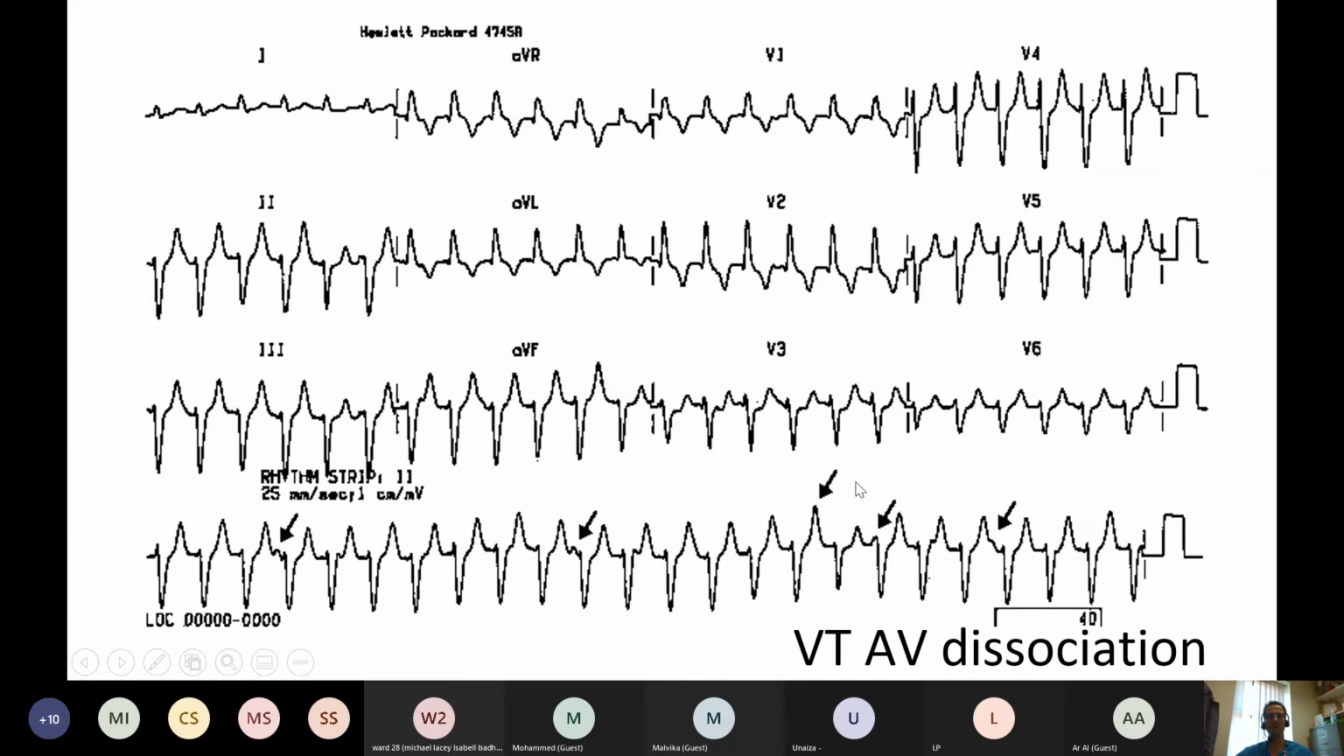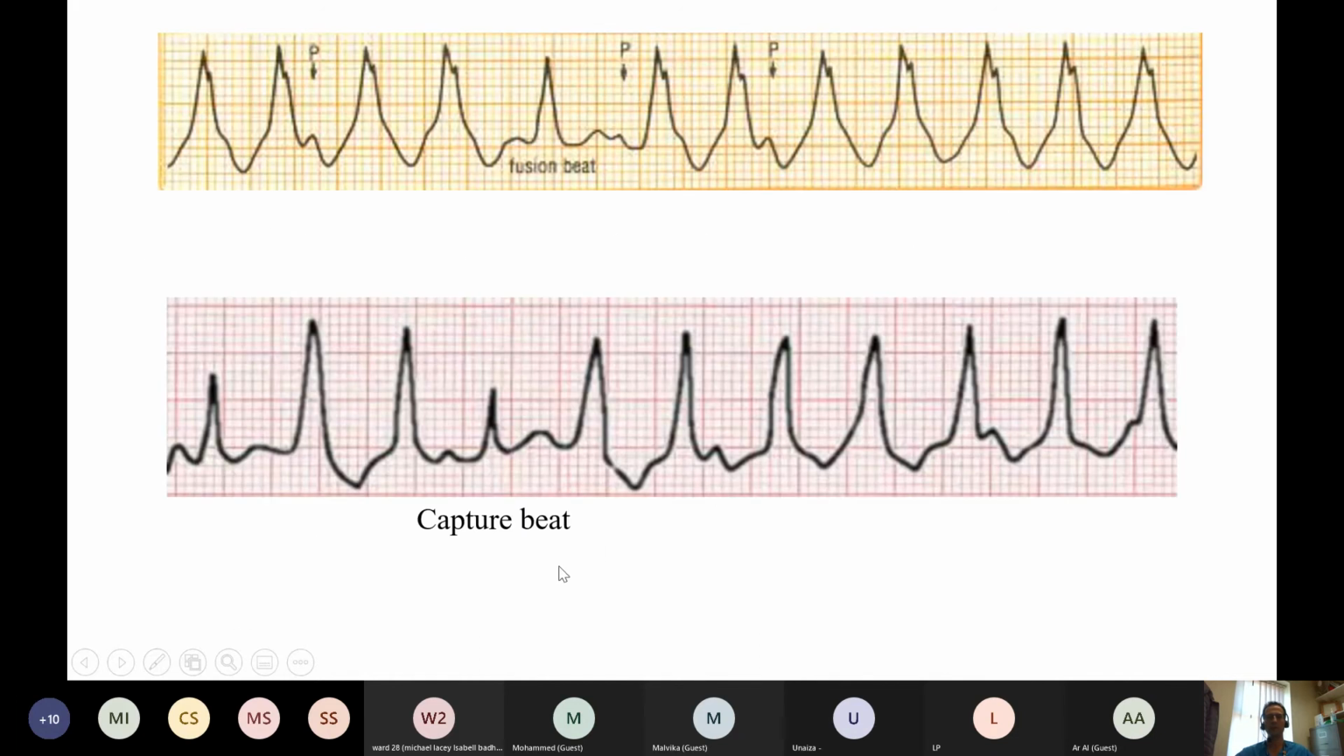The other thing that we can look for in VT that we haven't mentioned so far, there are two other things we can look for. Can anybody tell me? So we can look for capture beats and fusion beats. And capture beats are when you've got your VT trundling along, and there happens to be time for a P wave to appear and be conducted.